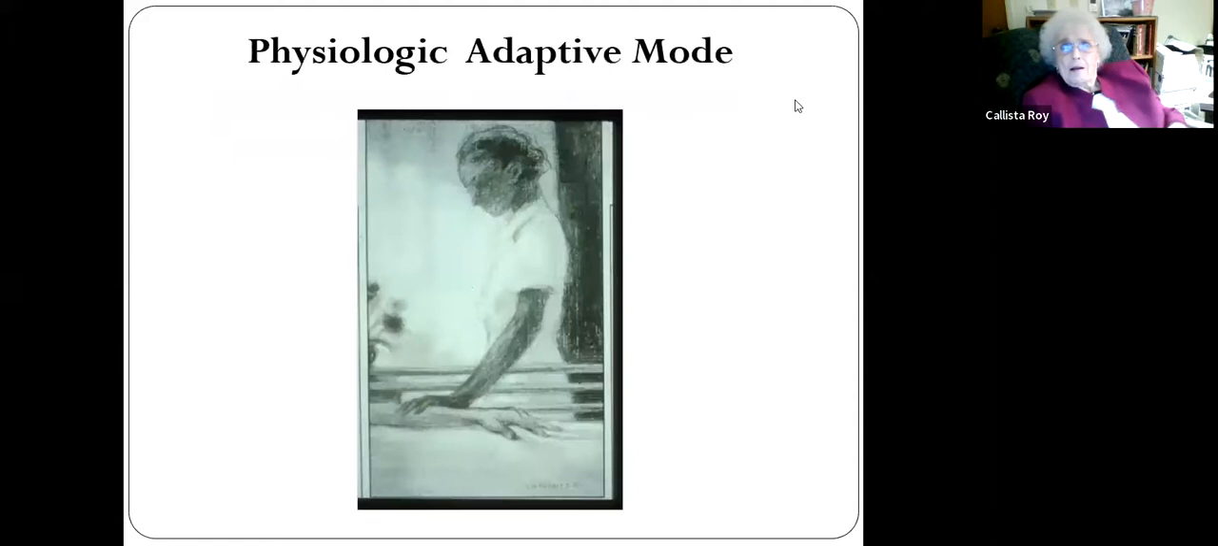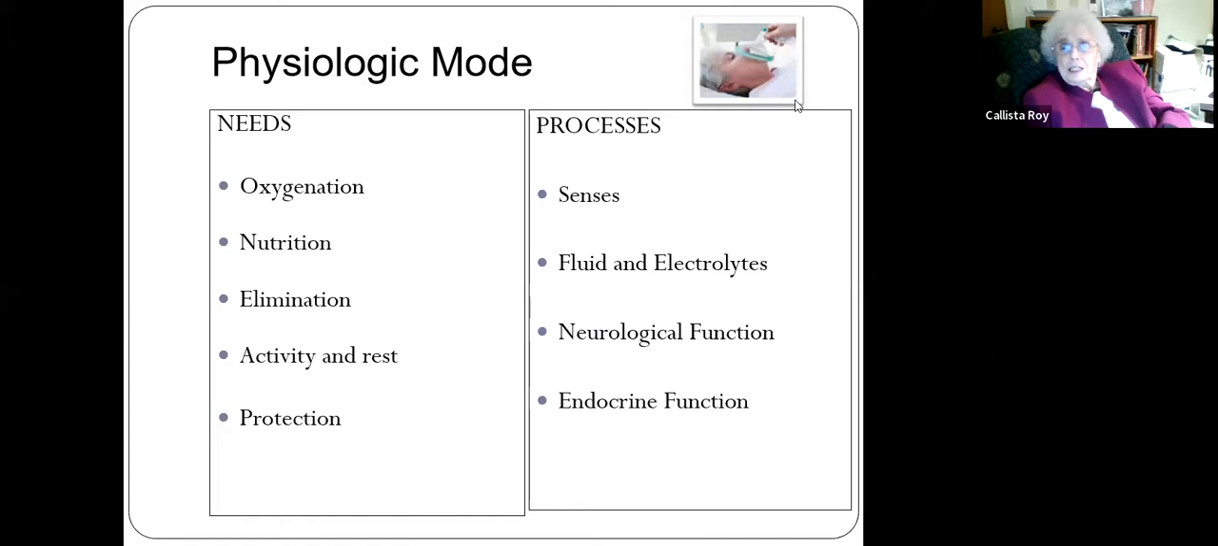Now, going through these adaptive modes then, physiologic, we finally, after many students and nurses had used the model, began to summarize it to make the physiologic mode easier to understand. I divided it up into basic needs: oxygenation, nutrition, elimination, activity and rest, and protection. And more complex physiological processes: the senses, fluid and electrolytes, neurologic function, and endocrine function.